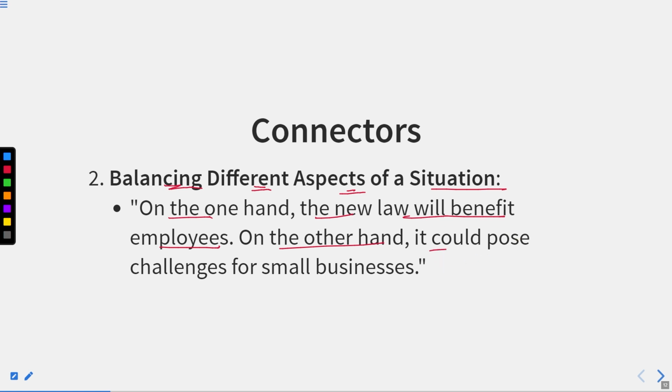On the other hand, it could pose challenges for small businesses. Okay, so the first thing is the benefit to the employees from the new law, but on the other side, or on the other hand, it could pose challenges. It is making challenges for small businesses. Okay, so small businesses will suffer because of this new law. So here we can see the advantage as well as the drawback of the same law which has been introduced.